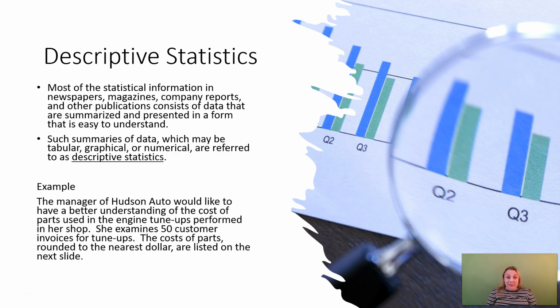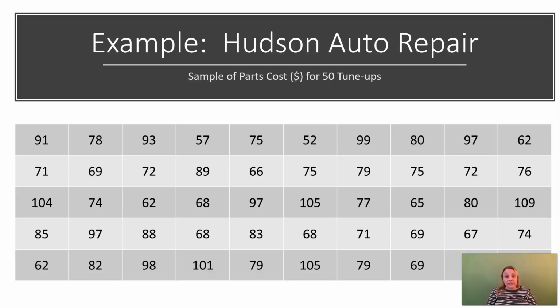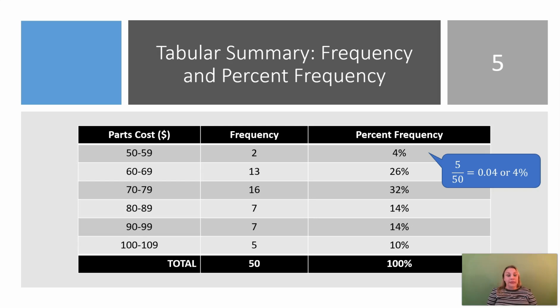Here we have an example where the manager of Hudson Auto Repair wants a better understanding of the parts that are used in tune-ups. This person took a sample of 50 customer invoices and rounded the cost of parts to the nearest dollar. Here on this slide, we've taken all of these observations and listed them. Then we can tabulate those values based on their frequencies and the cumulative or percent frequency.